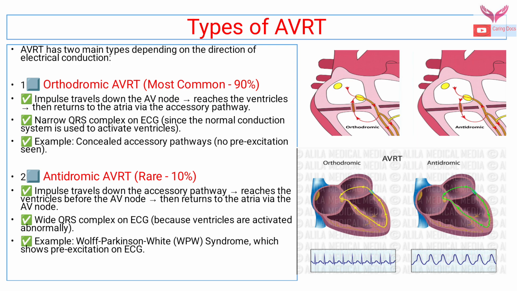Antidromic AVRT is rare, it is seen in 10% of the patients. The impulses travel down the accessory pathway, reach the ventricle below the AV node, then return to the atria by the AV node. Wide QRS complexes are seen on ECG because the ventricles are activated abnormally. An example is Wolff-Parkinson-White syndrome, which shows pre-excitation on ECG.